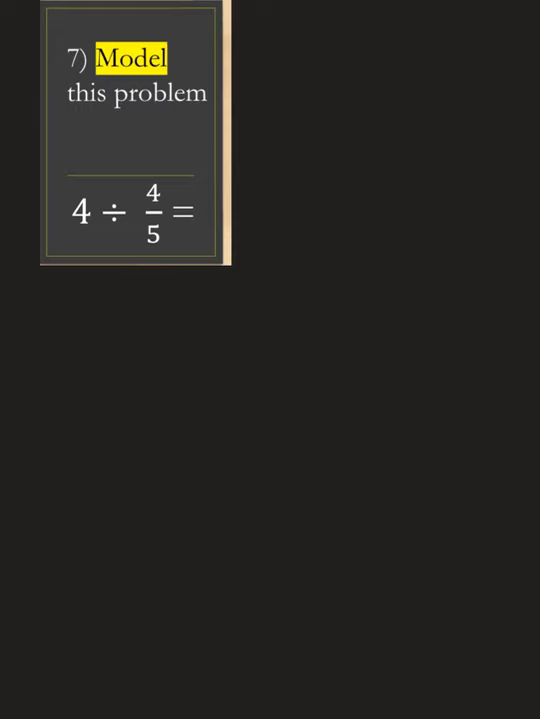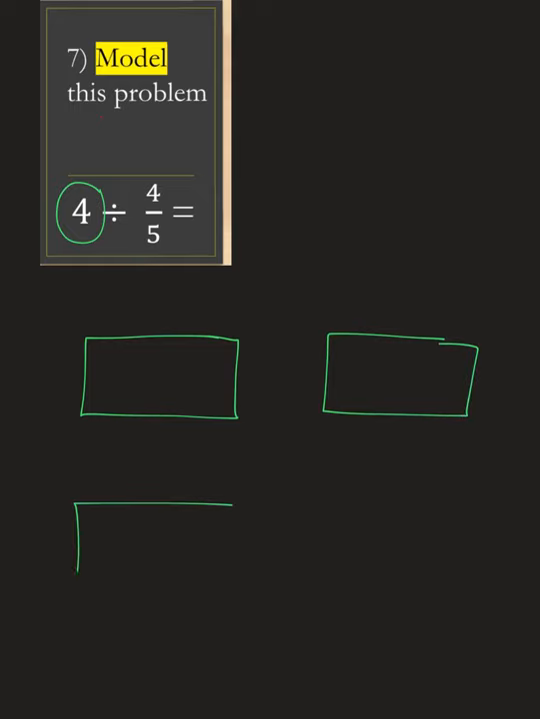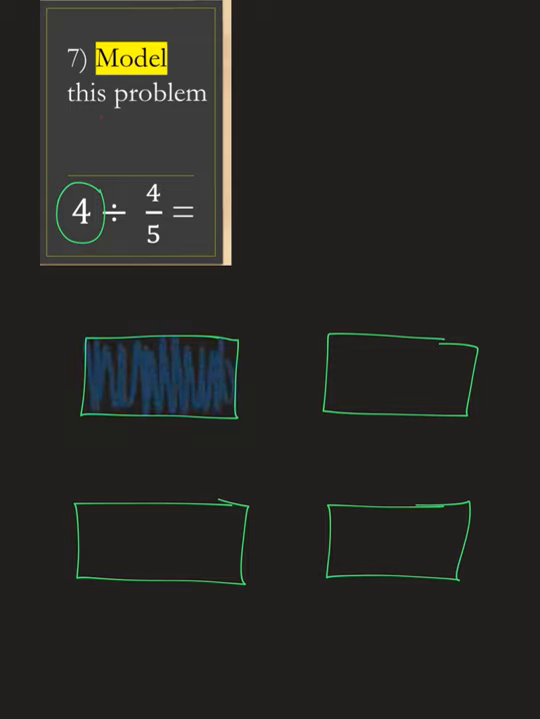All right, guys, number 7 asks you to model this problem. So we have 4 divided by 4/5. Our first number tells us how many boxes we're starting with. That is 4 whole boxes that we need to draw and shade in. So I'm going to draw 4 wholes, and then I'm going to shade them completely in, just like this.